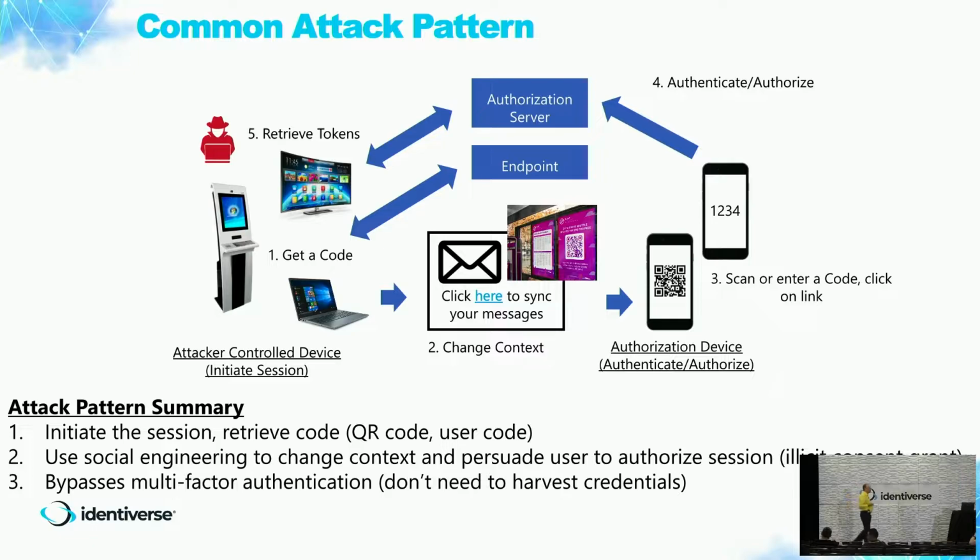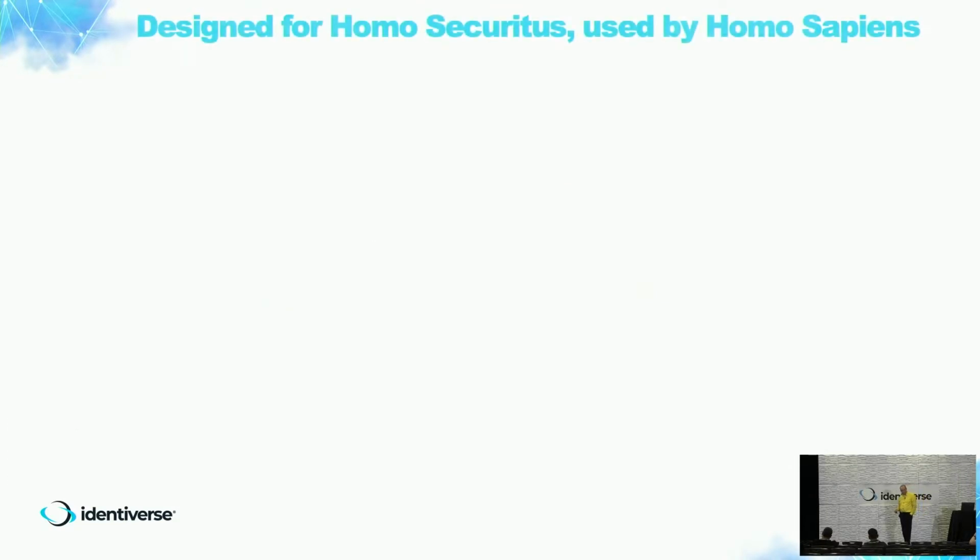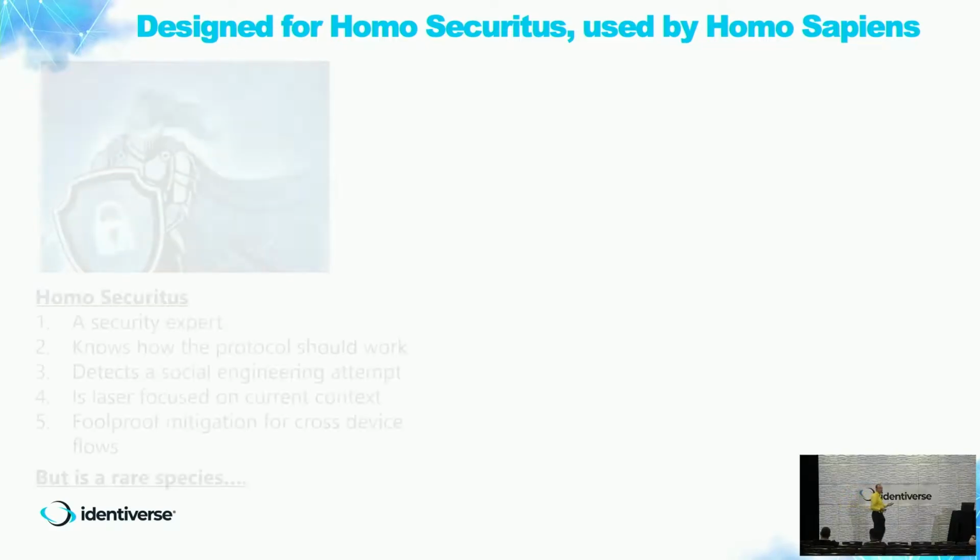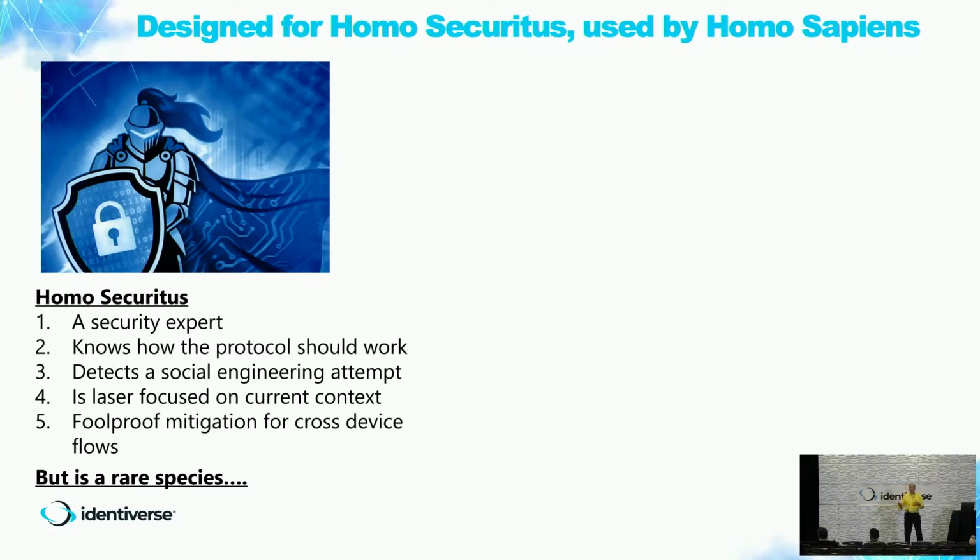The user has already decided to grant access, right? They took the bait. And so at this point, really what we've designed, we put all the responsibility on the user. And I call this, we design for a homo securitas, right? We design for a security expert, somebody who knows the protocol, somebody who understands what they should do. They're really laser focused, and they would be a foolproof mitigation for this. And there may even be some of them in this room. But they're a rare species, right?